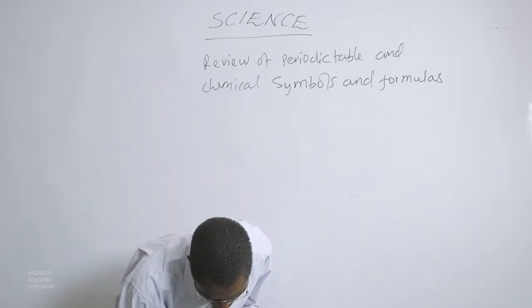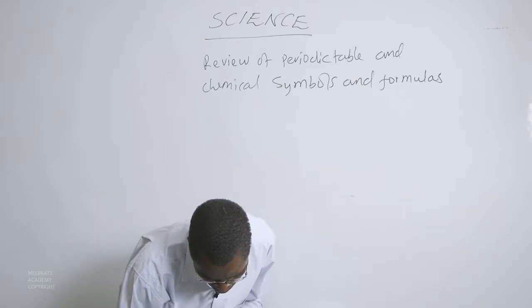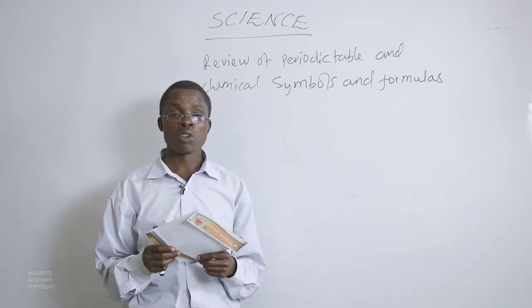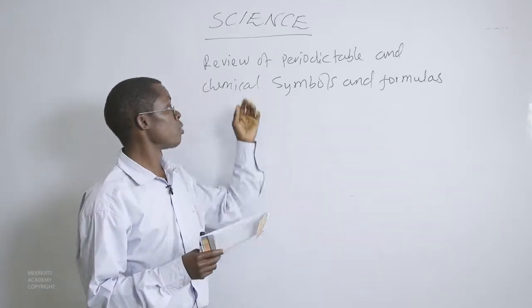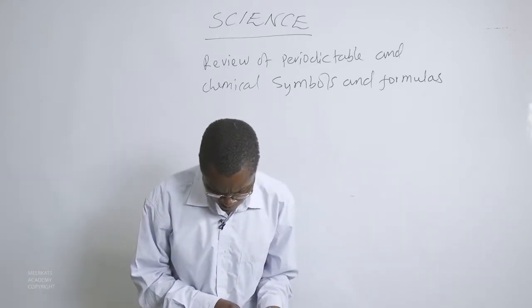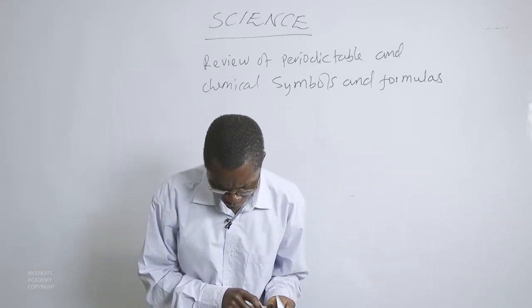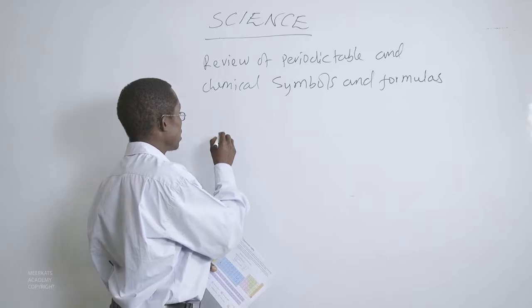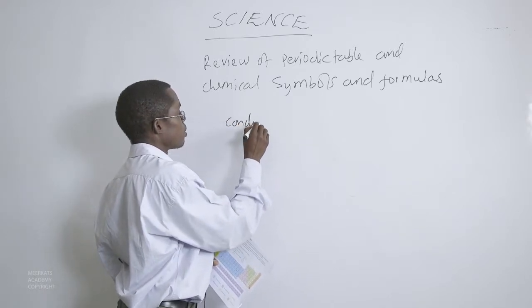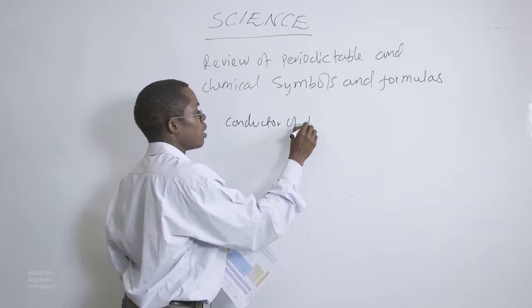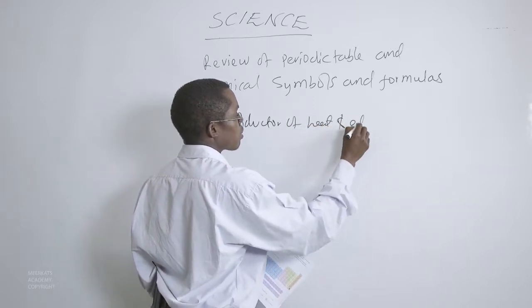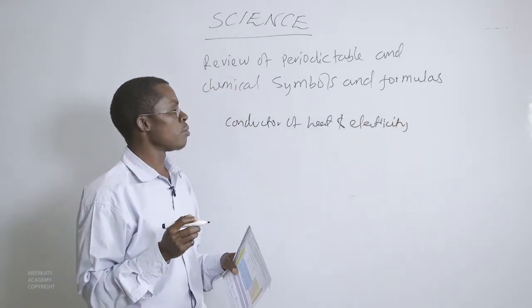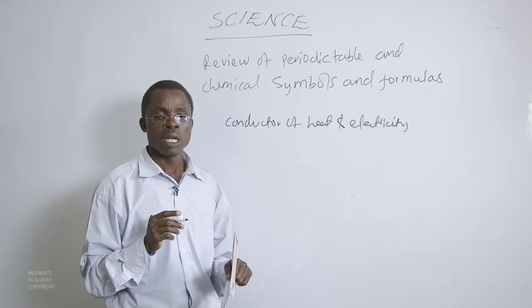Moving on, we look at another question. This one has to do with what we talked about in the previous topics, just before looking at the periodic table. The question is, which element is a good conductor of heat and electricity? So the element must be a good conductor of heat and electricity.